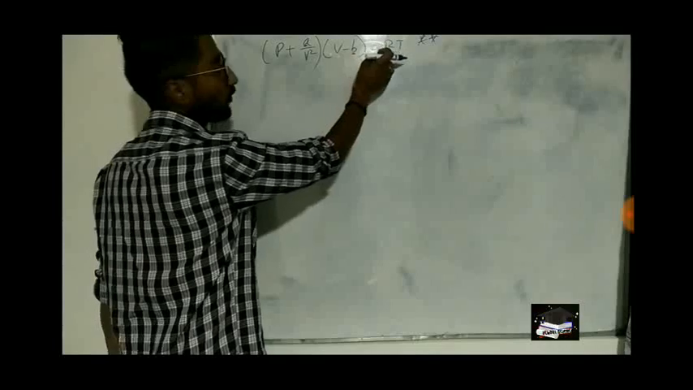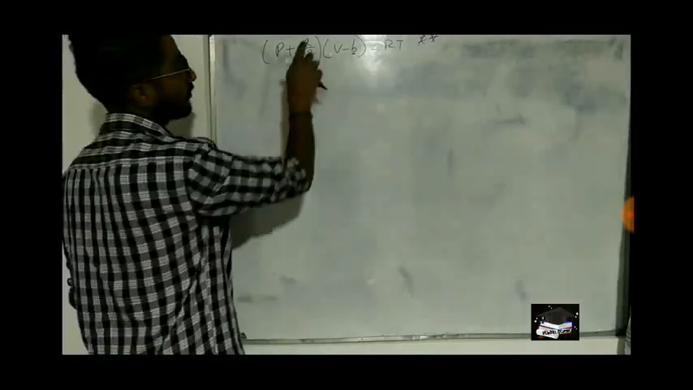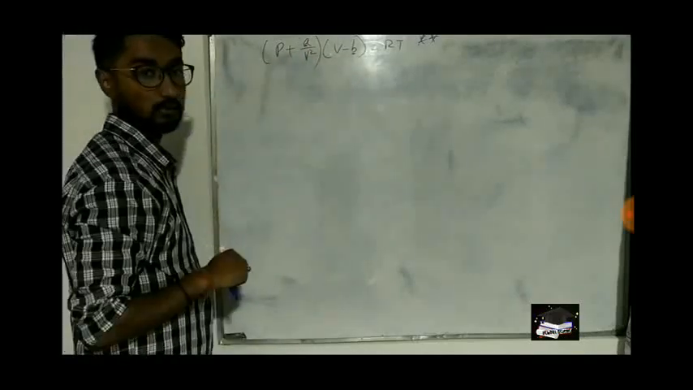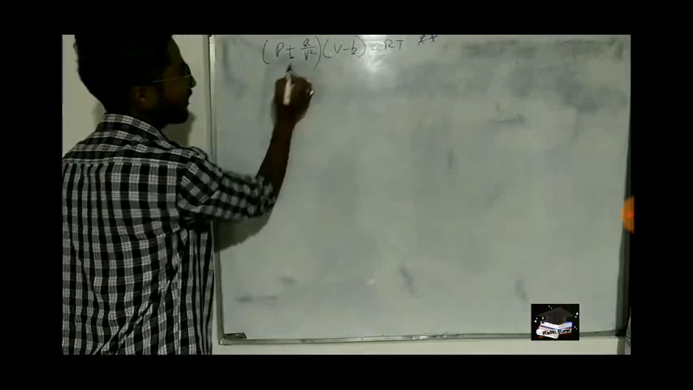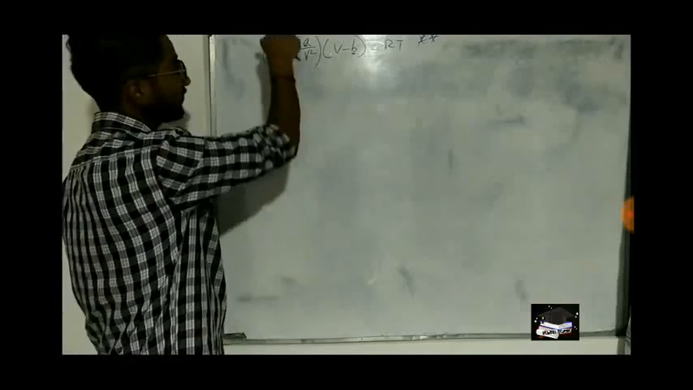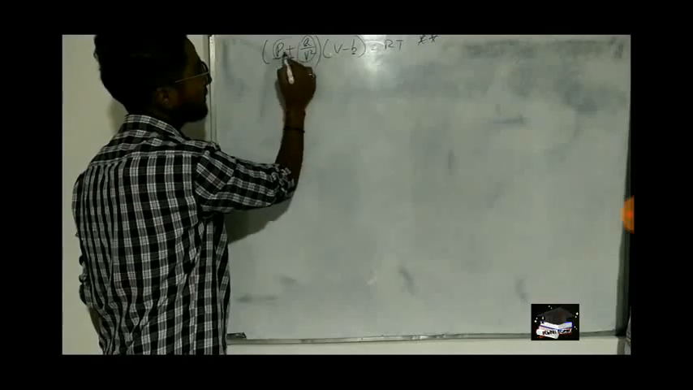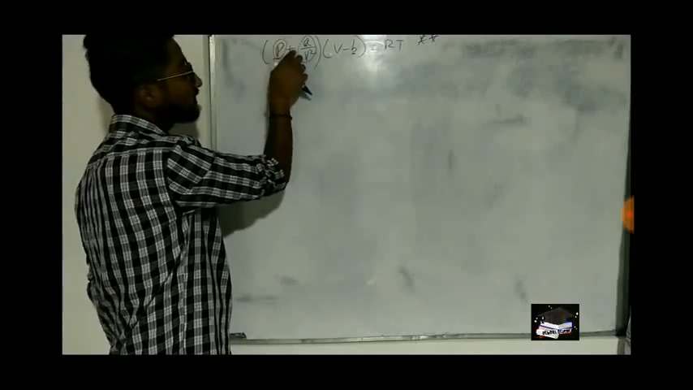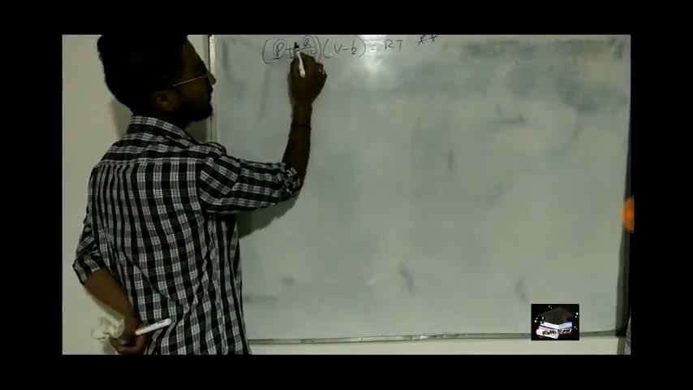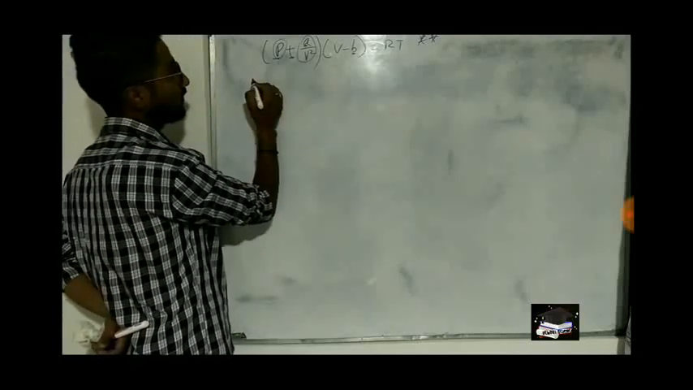In this particular problem we are not worried about that side. Let's come to this side: P plus A by V square. We have to find the dimension of A and B. Look at this sign, very important here. Since there is a plus sign, we can easily understand that the dimension of P and the dimension of A by V square should be the same. That's why they are added.